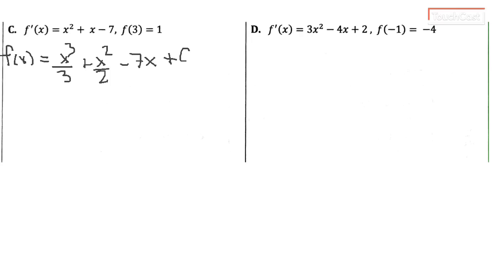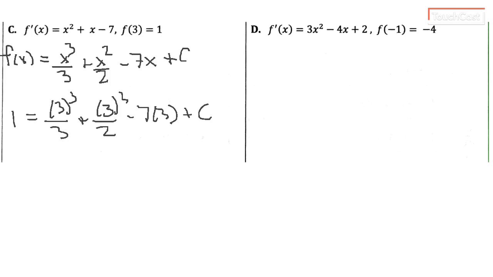Now we're going to replace all the x's with 3 and f of x with 1, so we can figure out our c value. So we have 1 equals 3 cubed over 3 plus 3 squared over 2 minus 7 times 3 plus c. Well, 3 cubed is 27, so we have 1 equals 27 over 3. 3 squared is 9, so plus 9 over 2. 7 times 3 is 21, so minus 21 plus c.